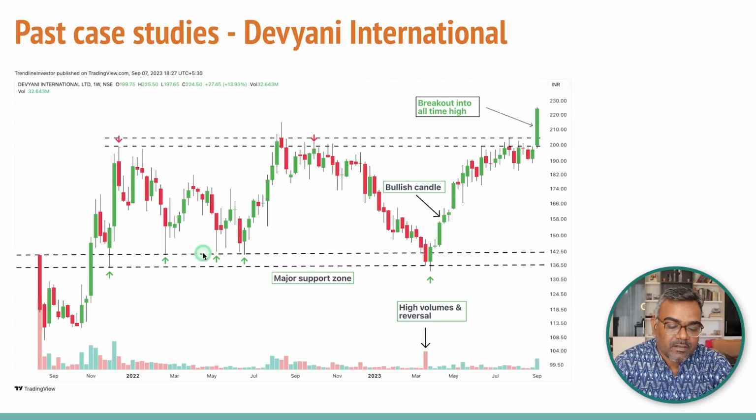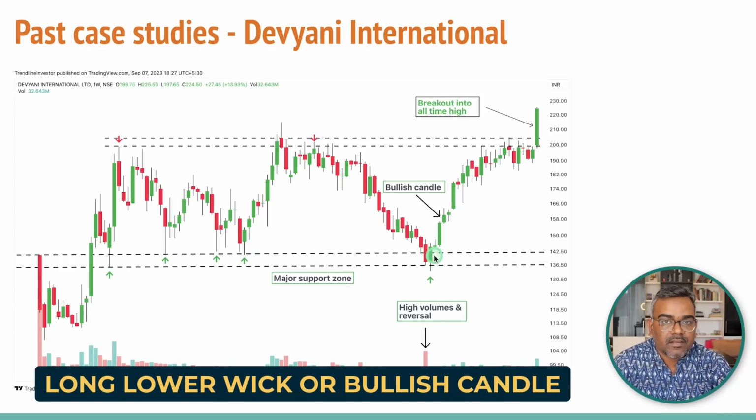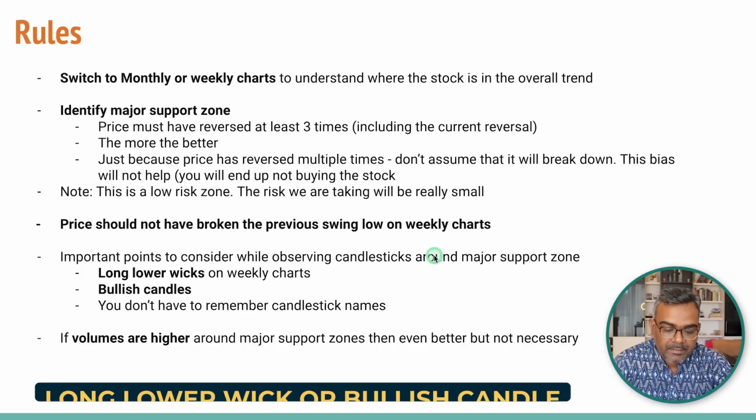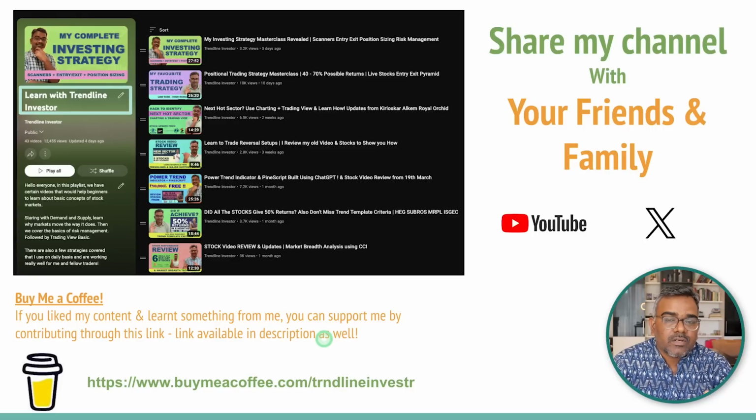Again, a long lower wick, and again a long lower wick. Here, you do not have a long lower wick, but you had a strong bullish weekly candle, right? That's what you have to know. You have to know how to identify this. You have to either have a long lower wick or a bullish candle like this around the major support zone. And then if volumes are higher around the major support zones, it's even better, right? So higher the volumes, always it's a good thing. So those are the rules. Now let's go on to some charts.